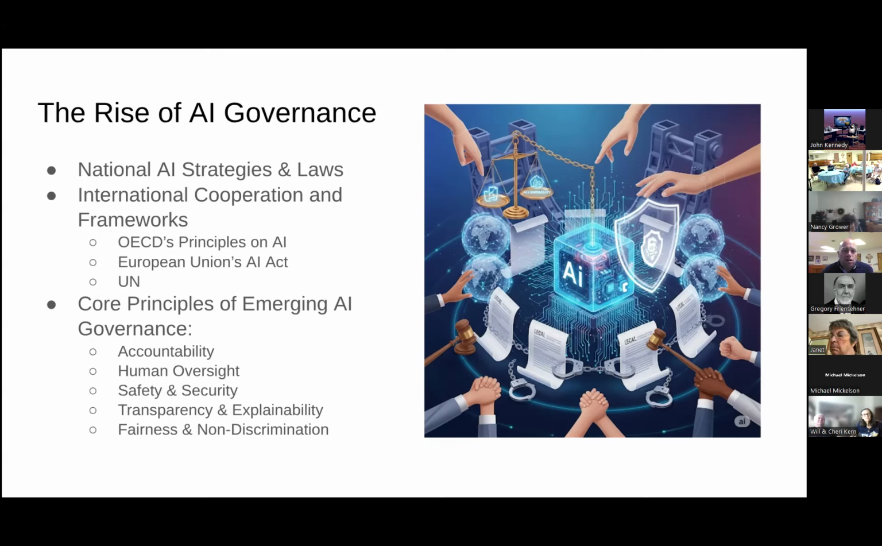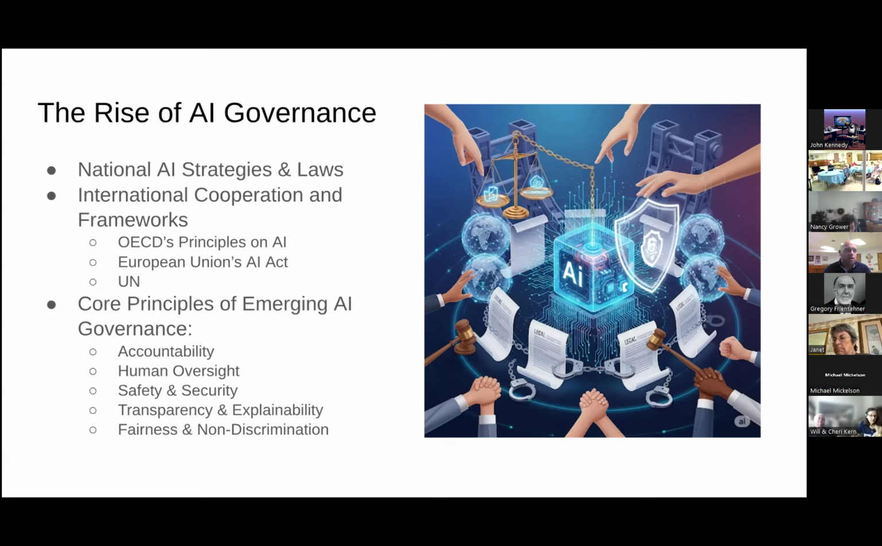So what are the core principles of emerging AI governance? They're looking at accountability, ensuring that there are clear lines of responsibility for AI systems and their outcomes, especially when things go wrong, like I was mentioning. Who is liable for an AI mistake? They're looking at human oversight, maintaining meaningful human control and intervention over AI systems, particularly in high-stakes decisions, rather than fully autonomous operation. Safety and security: they want to develop AI that is robust, reliable, and resistant to malicious attacks, ensuring it operates as intended without causing harm, which includes rigorous testing and validation.